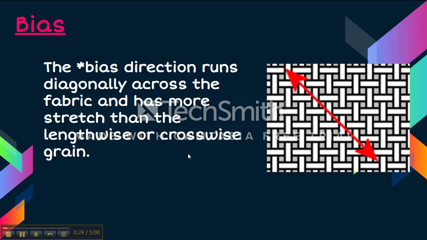The bias runs diagonally across the fabric and has more stretch than the lengthwise or crosswise grain. This is especially important when working with woven fabrics. A lot of times certain pattern pieces will ask you to lay the pattern piece on the bias to give it more stretch.